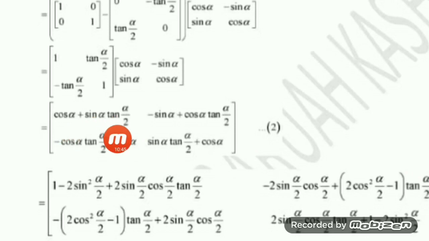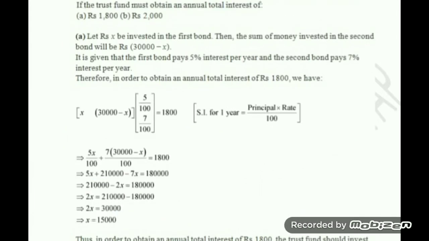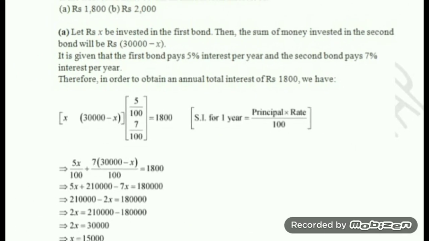It is better to use that method. That is, you write tan alpha by 2 as cos alpha by 2 by sin alpha by 2, then take LCM and use sin of a plus b and cos of a plus b, or sin of a minus b or cos of a minus b formula. That will be easy for you. Okay. After that, let us go to the next question, number 19.